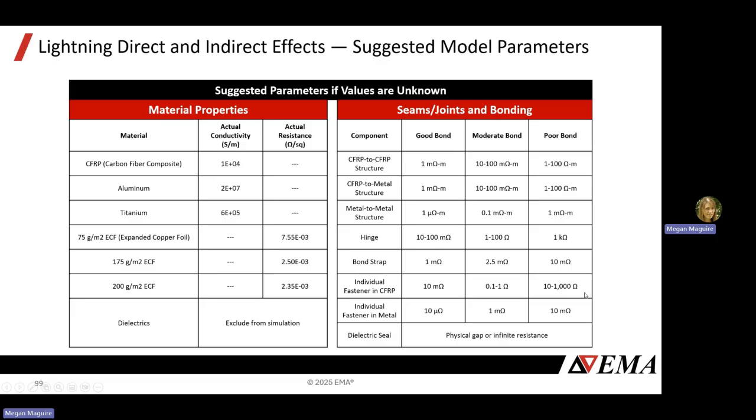You can also look at individual fastener resistances and then try to create an overall parallel resistance for your seam. If you know the number of fasteners that you have in a seam, you can assume some fastener resistance and then calculate the parallel resistance across that joint, given the number of fasteners and the fastener resistance. If you have things like dielectric seals, you can use an infinite resistance, or you can use a physical gap in the model. Sometimes one's easier than the other.